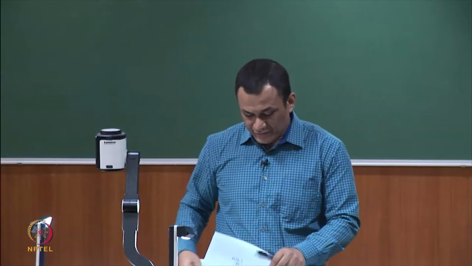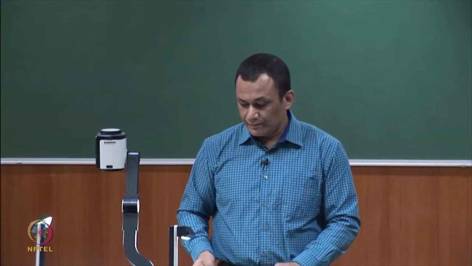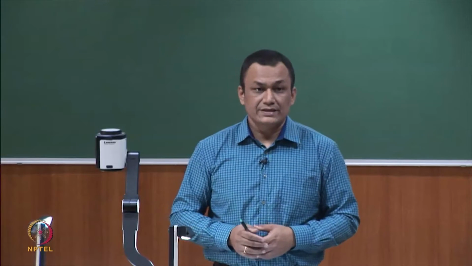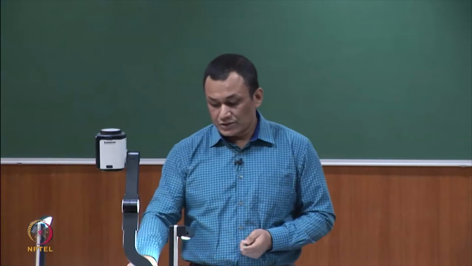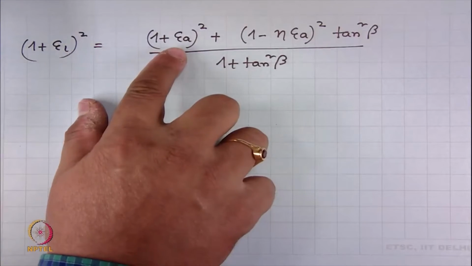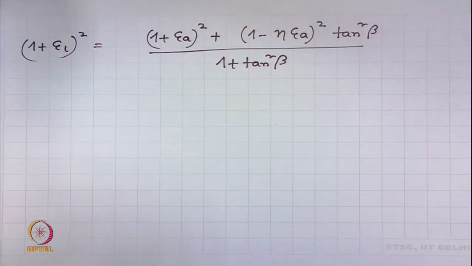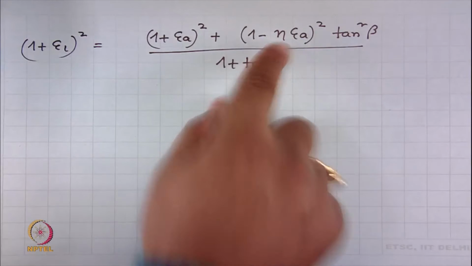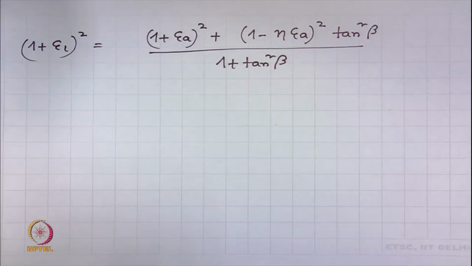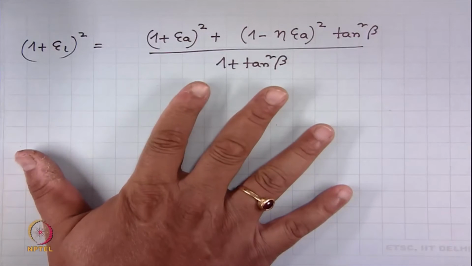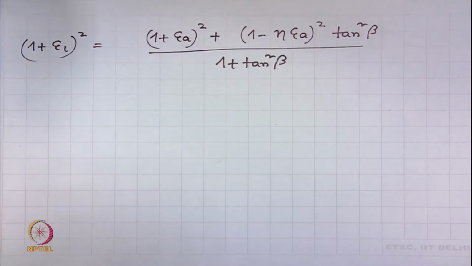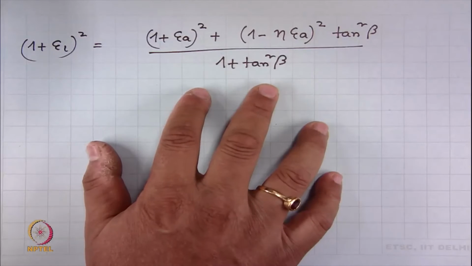In the last class we derived this relation. Our aim is to find a relation characterizing fiber strain and yarn strain. This is your fiber strain, this is your yarn strain, this is the contraction ratio, and beta is the angle of the fiber, and we obtain this relation. Now, we will work from here.